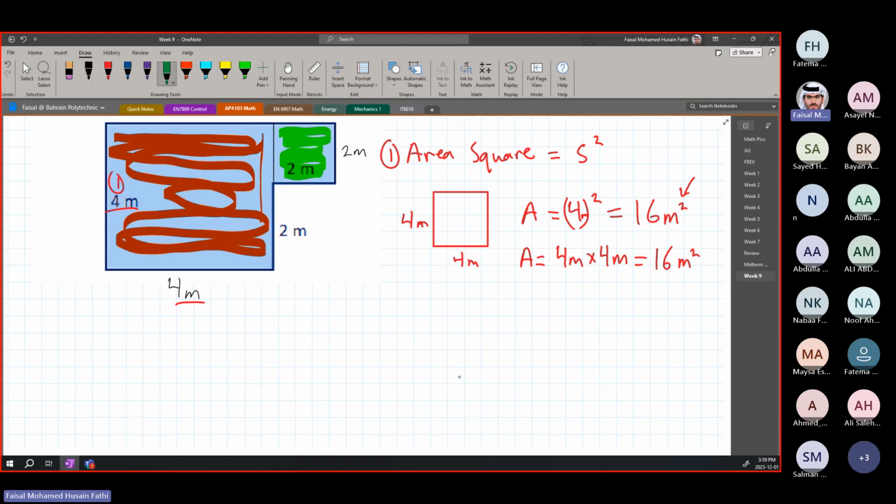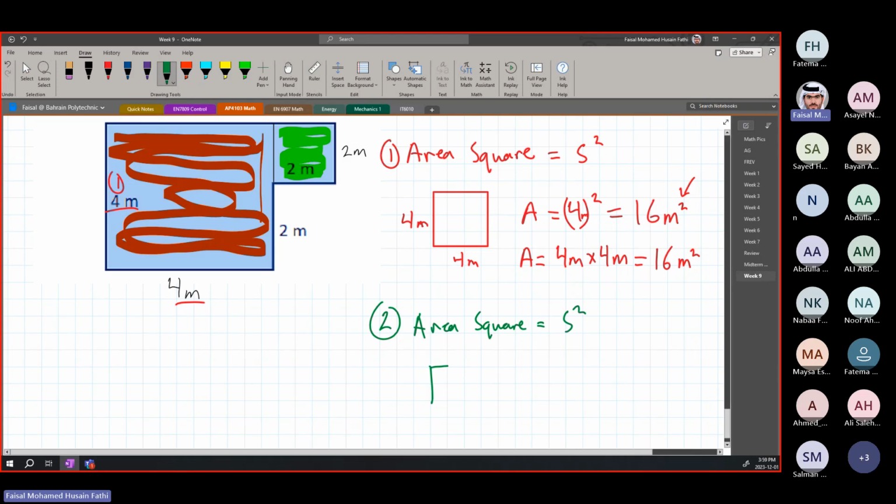Let's go to the second shape. The second shape is also a square, so we're going to find the area of a square, which is equal to s squared. The shape is a simple square with 2 meters by 2 meters. All of it is a 2 by 2, because this is 2 and this is 2.